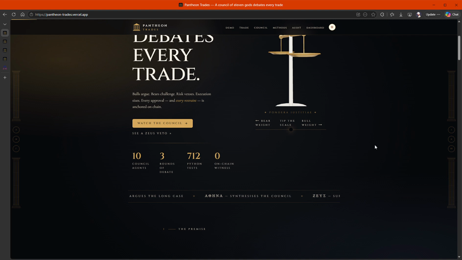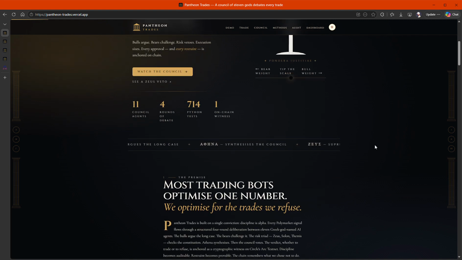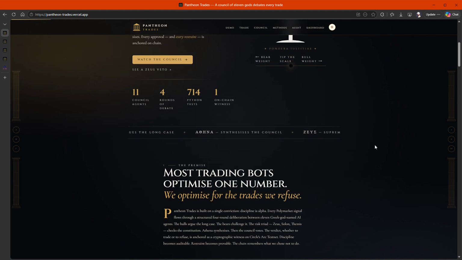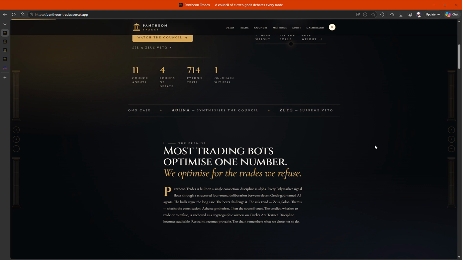Why do we go about this proof of restraint? Now the thing is, most trading bots are a black box. They optimize one number and you trust the brochure. Well, I did the exact opposite. The council prompts are public, the math is documented under methodology, and the times the backtest was wrong are listed on a page called counter evidence.